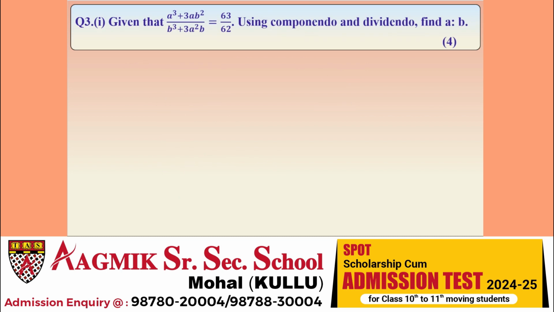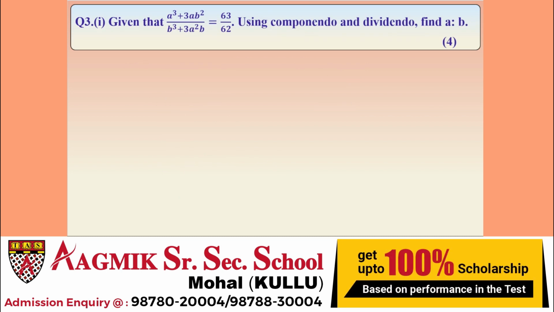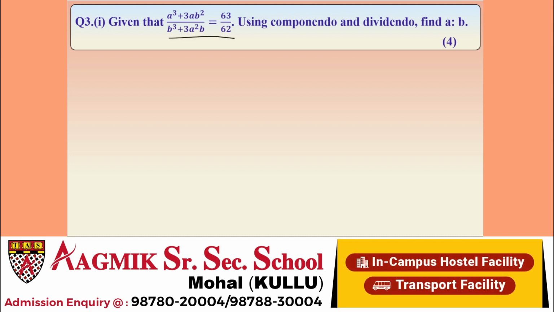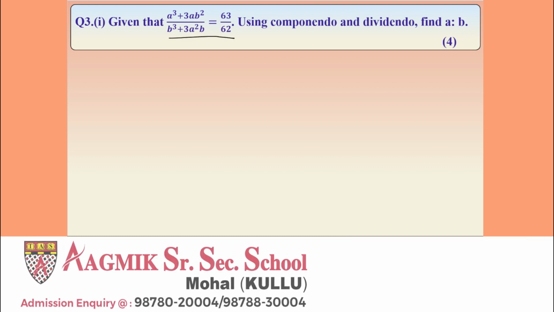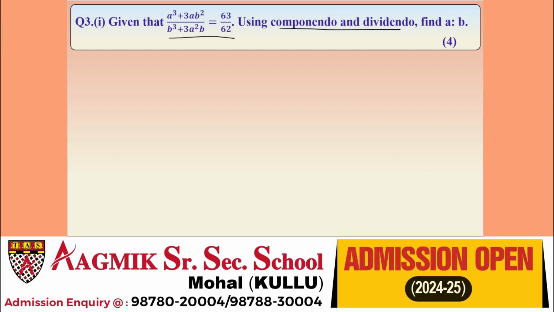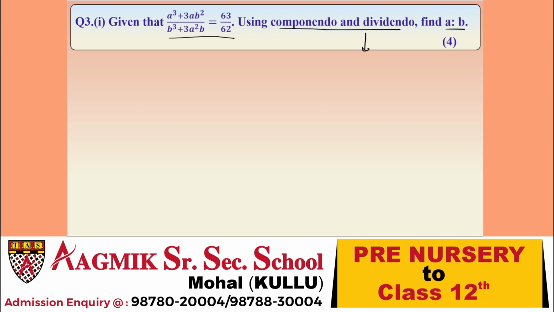Now question number 3 part 1. We are given that (a³ + 3ab²) over (b³ + 3a²b) is 63 over 62. Using componendo and dividendo, find a is to b. So what is the componendo and dividendo rule?